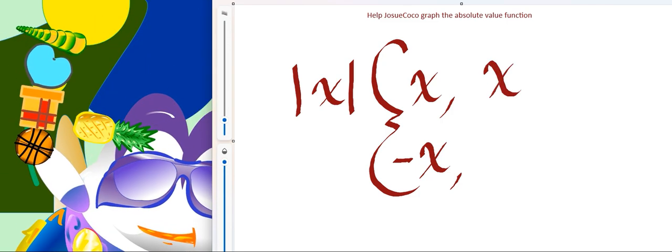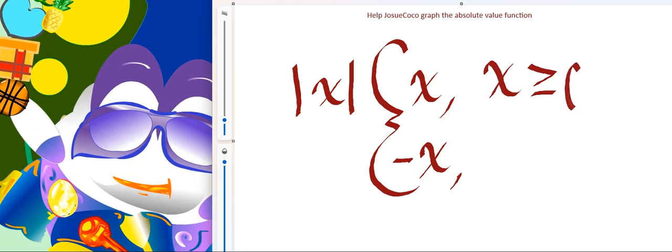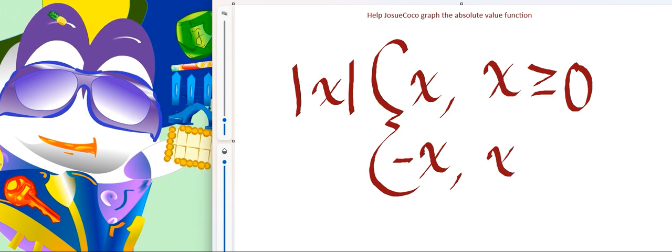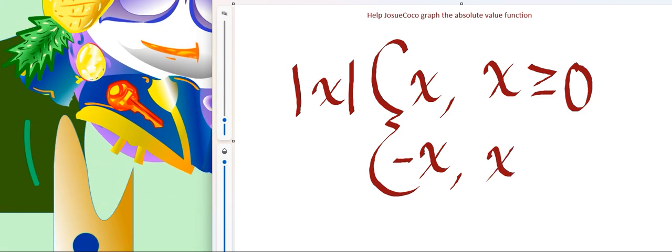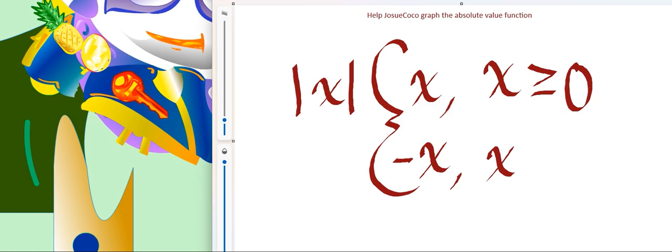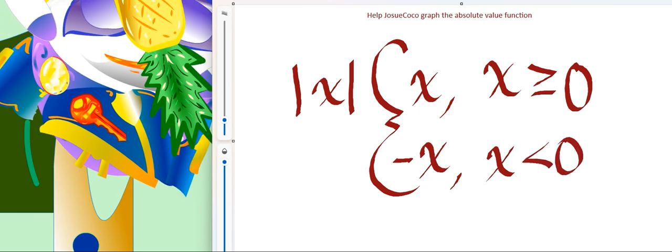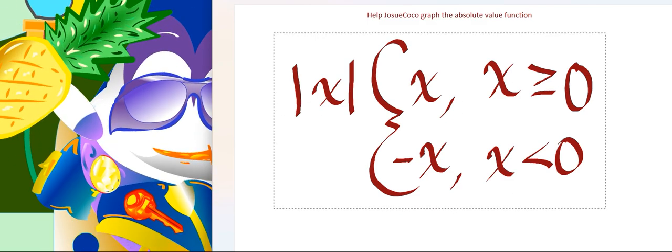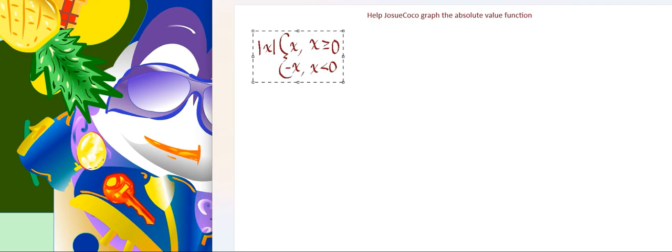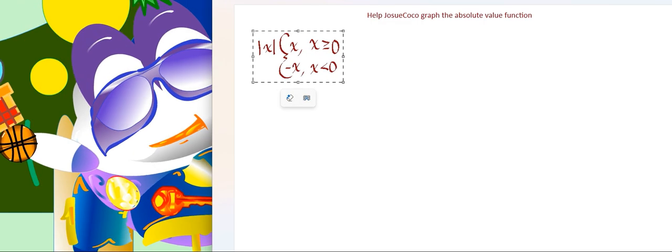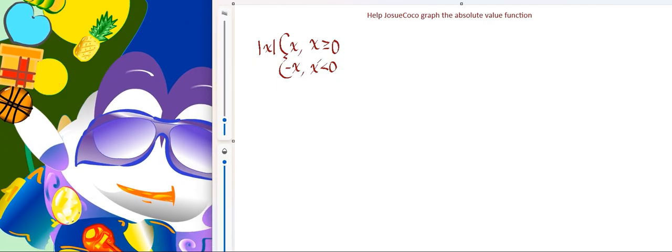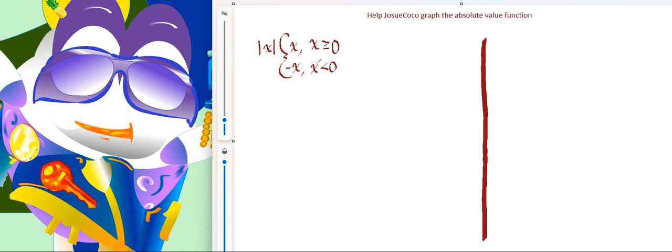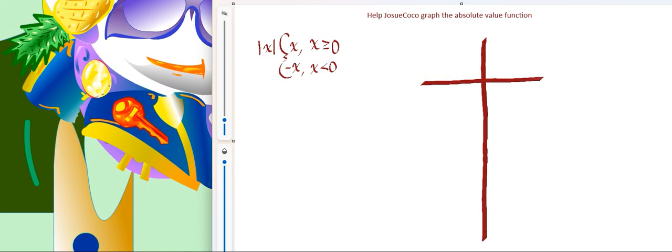When x is positive, x is greater than or equal to 0. When x is negative, x is less than 0. We'll minimize this, place it on the left side, this piecewise defined function, and demonstrate it numerically here.